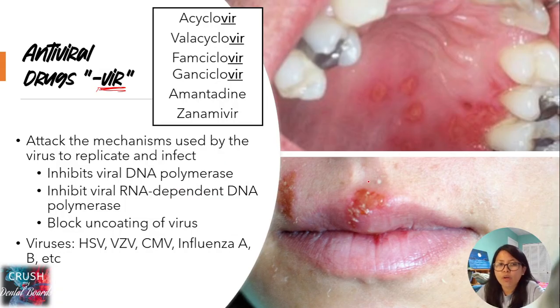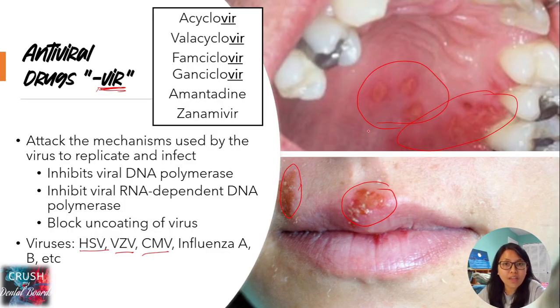Now, in dentistry, what we are most concerned with would be your herpes simplex virus, your varicella zoster virus, your cytomegalovirus. Okay? Influenza A and B, well, not really dental related. So here you can see in this picture, herpetic lesions. Okay, so these are examples of herpetic lesions. What is the drug that we can prescribe to patients in case of herpetic lesions? Acyclovir. Okay, that's basically it. So these herpetic lesions are caused by your herpes simplex virus.